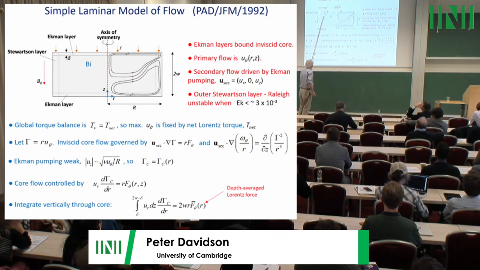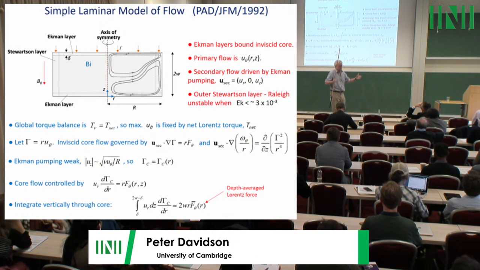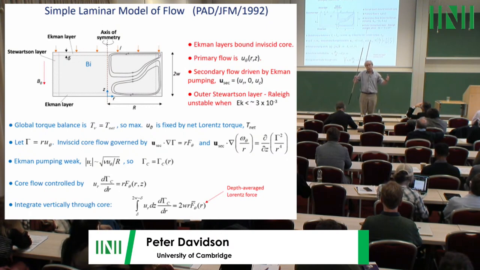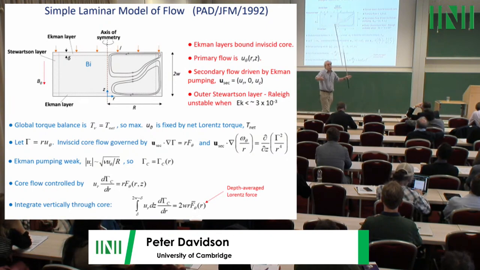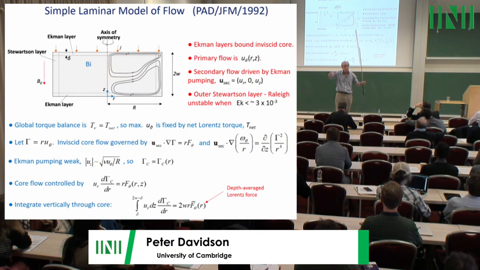We also get Stewartson layers here and here at the outer boundary. They're, in some sense, uninteresting because they're thick and therefore dynamically not very important, but they're really unstable. And so you would expect that this system's going to be unstable first, not down here in the Bodewadt layers or Ekman layers, but at the lateral boundaries, where you've got a negative gradient in angular momentum. And that's exactly what, you'll see that in a minute, that's exactly what happens.